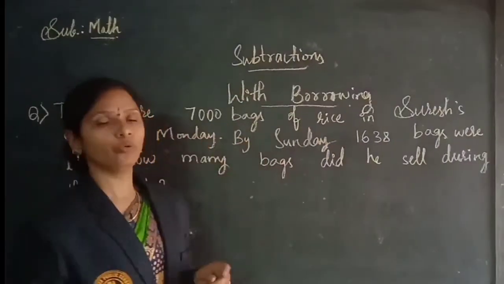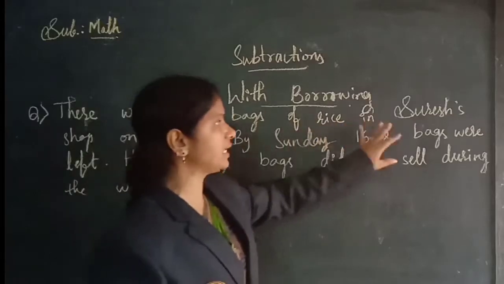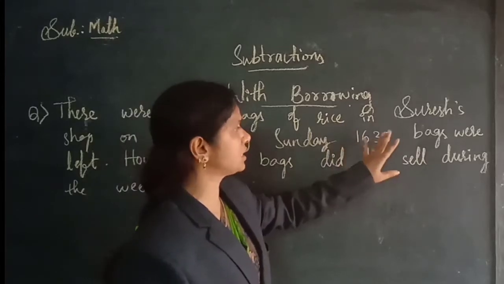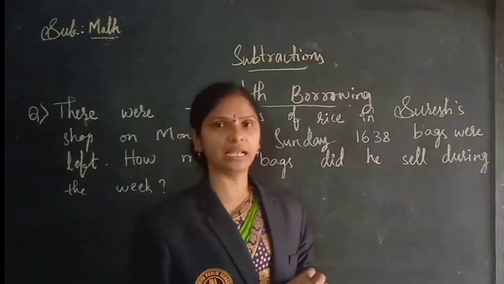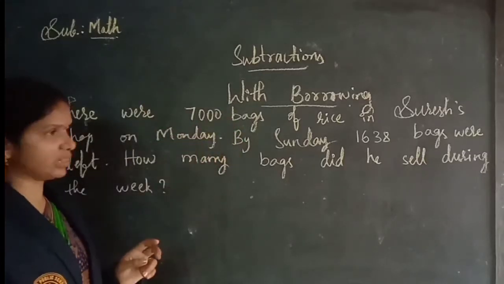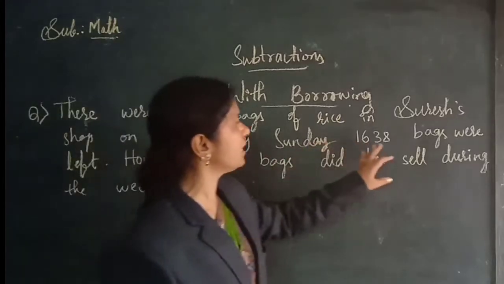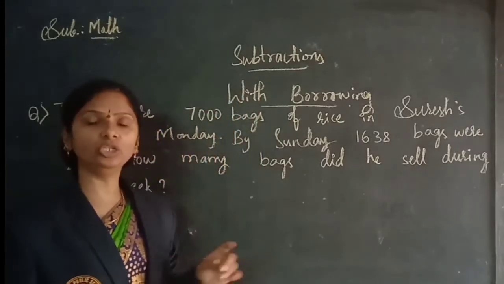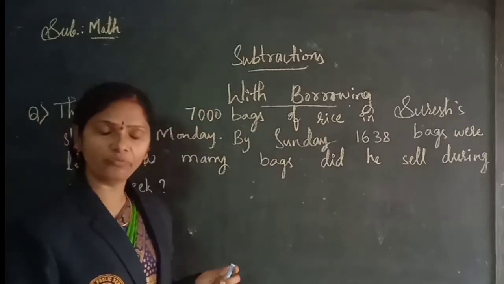Yes, children. Let's solve this word problem, children. Word sum. Here, there were 7,000 bags of rice in Suresh's shop on Monday. By Sunday, 1,638 bags were left. How many bags did he sell during the week? Means on Monday these many bags were there, 7,000 bags were there in his shop, and coming next Sunday these many bags were left. So how many bags did he sell during the week? From Monday to next Sunday, how many bags he sold, we need to find, children.